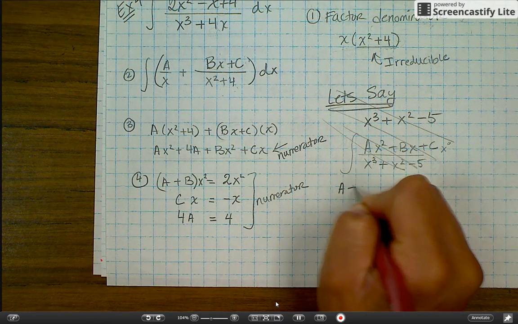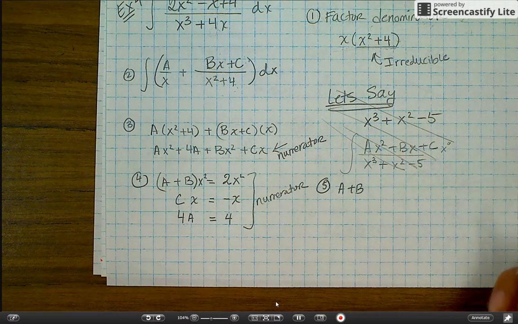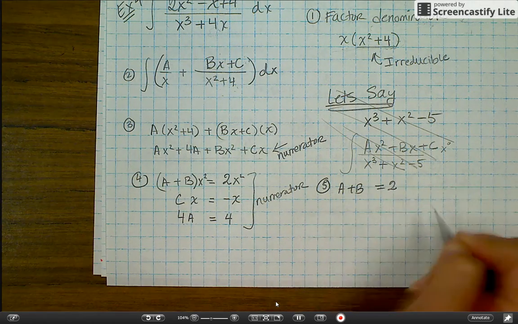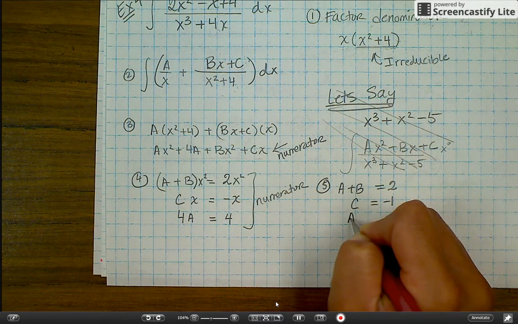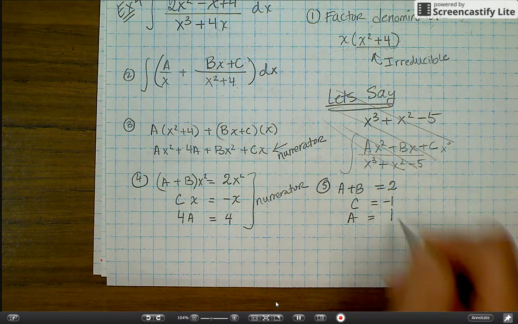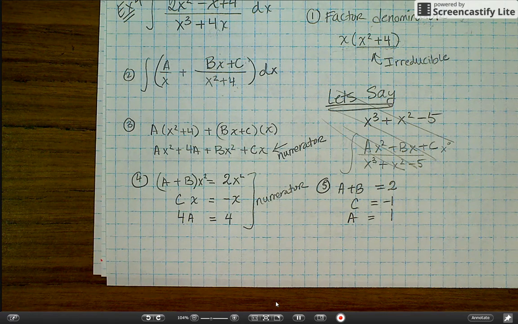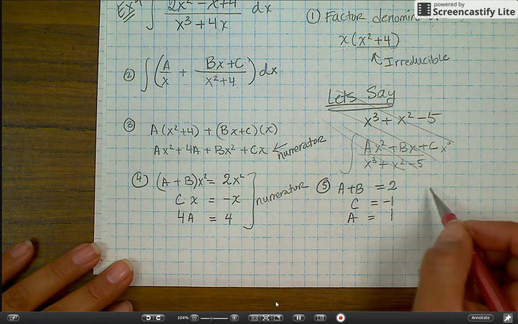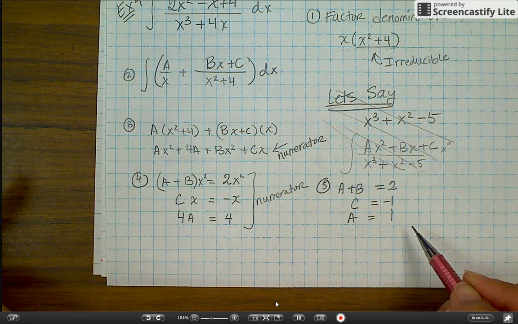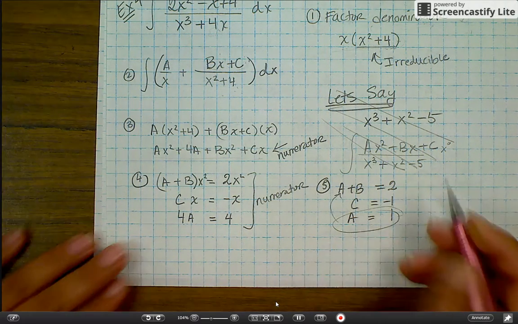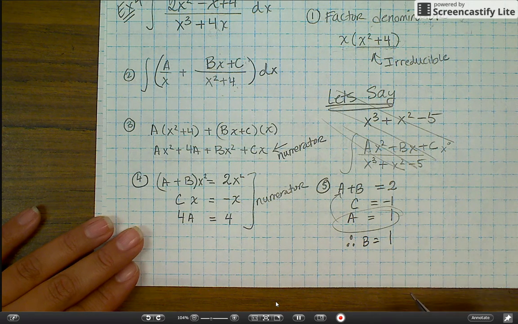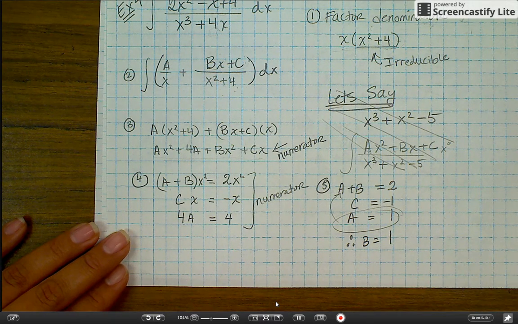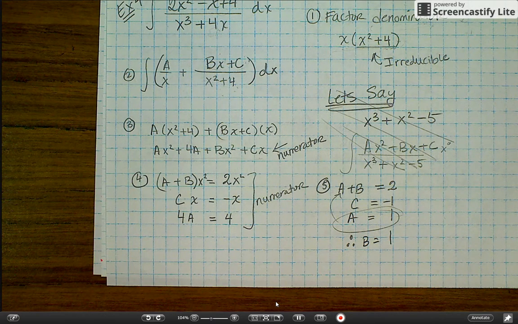So we have a plus b, this will be step 5, our system, is equal to 2. And c is equal to -1. And a is equal to 1. That's easy. So easy. So therefore, we can easily figure out what b is. If a is 1, therefore b is 1. And it's done. Yeah. So now we can solve or finish our case 3.